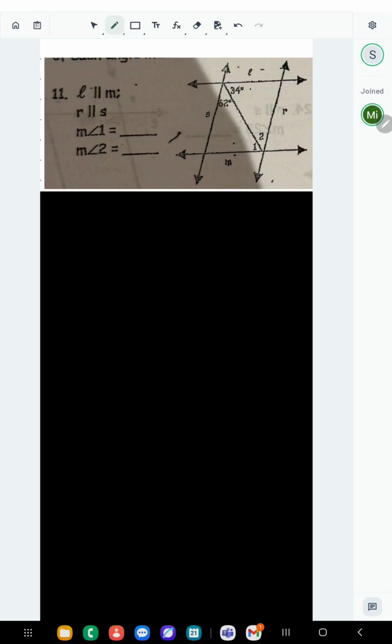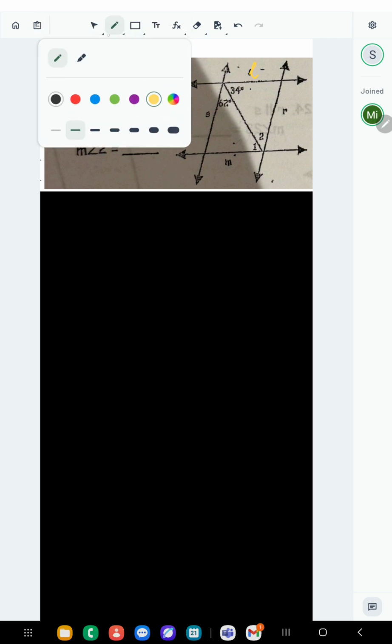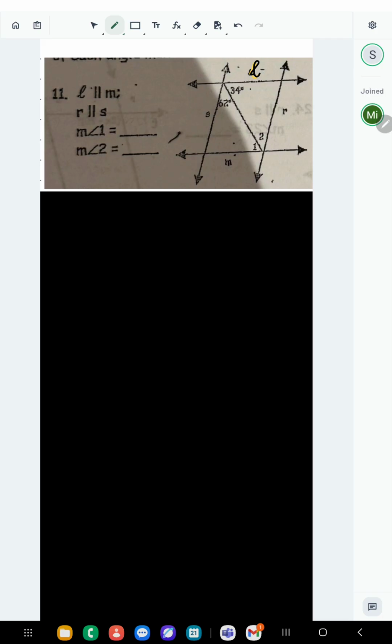For each of the following problems, use the given information to find the measure of each angle indicated. So here is given that line L, where is line L here? This one, line L? Line L is parallel to line M. So this is line M. And R is parallel to S. Alright. So find the measure of angle 1 and measure of angle 2.